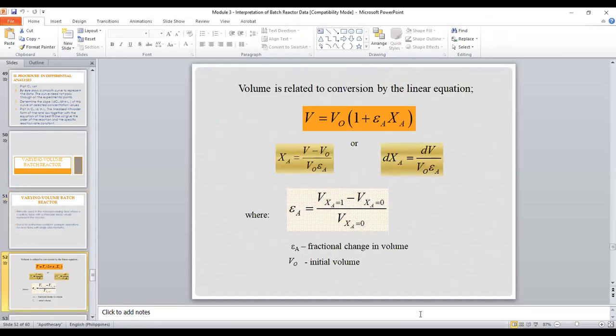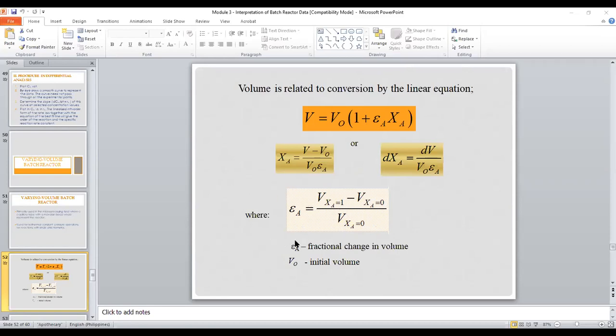So I mentioned a while ago that there should be an equation that will relate the original or initial volume to the final volume. This equation has a characteristic parameter which I call epsilon A. Epsilon A is the fractional change in the volume between 0% conversion and 100% conversion, that is, XA equal to 1.